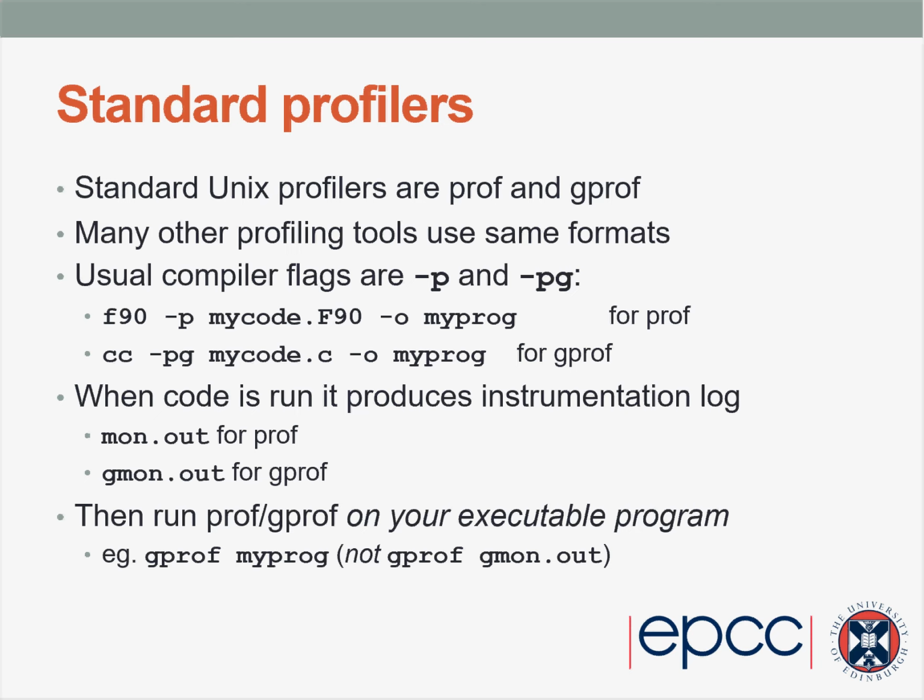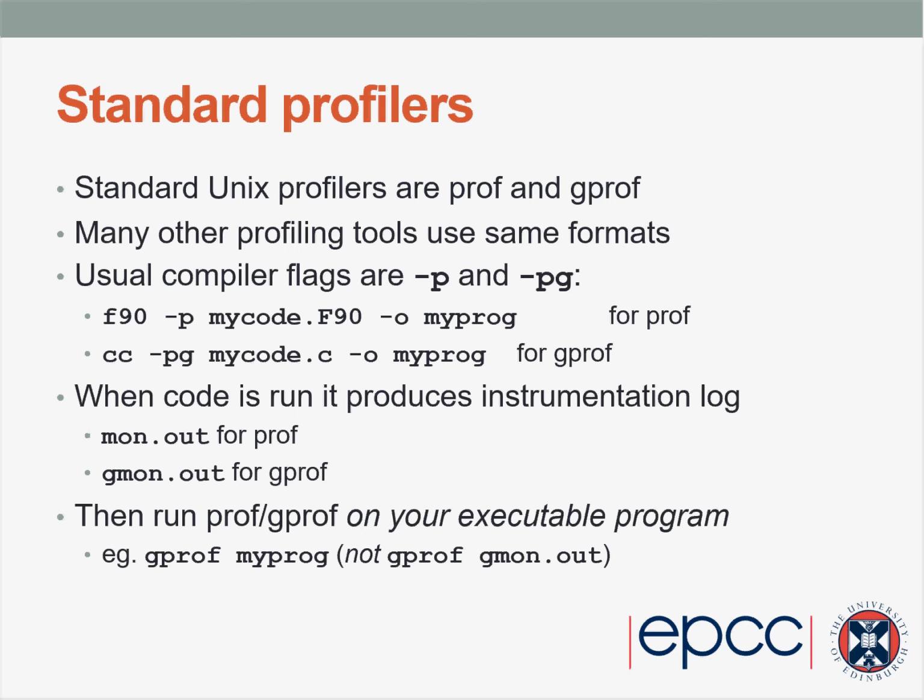Prof is a bit simpler. It will just give you a single output of the top functions and how much time they spent and how often they were called. Whereas gprof will also give you some of the call graphs, so which functions were called from where inside your program.